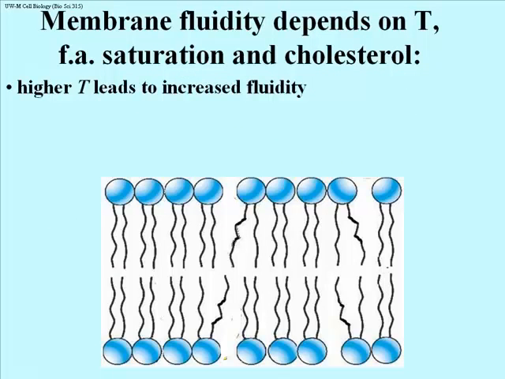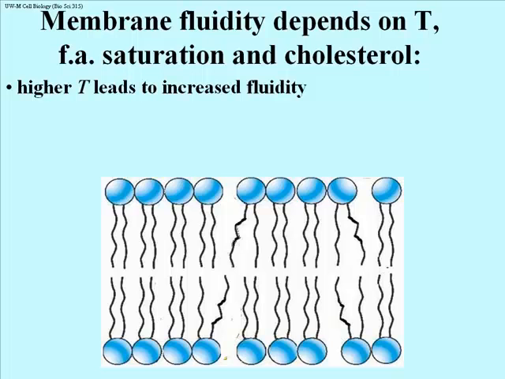Fluidity depends on a number of factors. Clearly, membranes are more fluid at higher temperatures simply because greater thermal motion means that the phospholipids can expand and contract and bump into each other more, so higher temperature leads to greater fluidity.